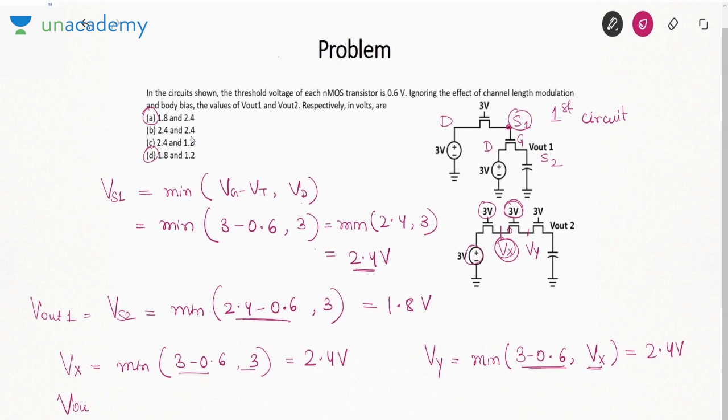What about Vout2? It is the minimum of, now this is the gate voltage 3 volt, and what is the drain voltage for the third transistor? It is Vy, and Vy is 2.4. So 2.4 and 2.4, the minimum of the two is 2.4. So the answer will be A, 1.8 and 2.4. You just have to remember a very simple concept, that the source voltage is the minimum of the two voltages. Which two voltages? Vg minus Vt and the drain voltage Vd.